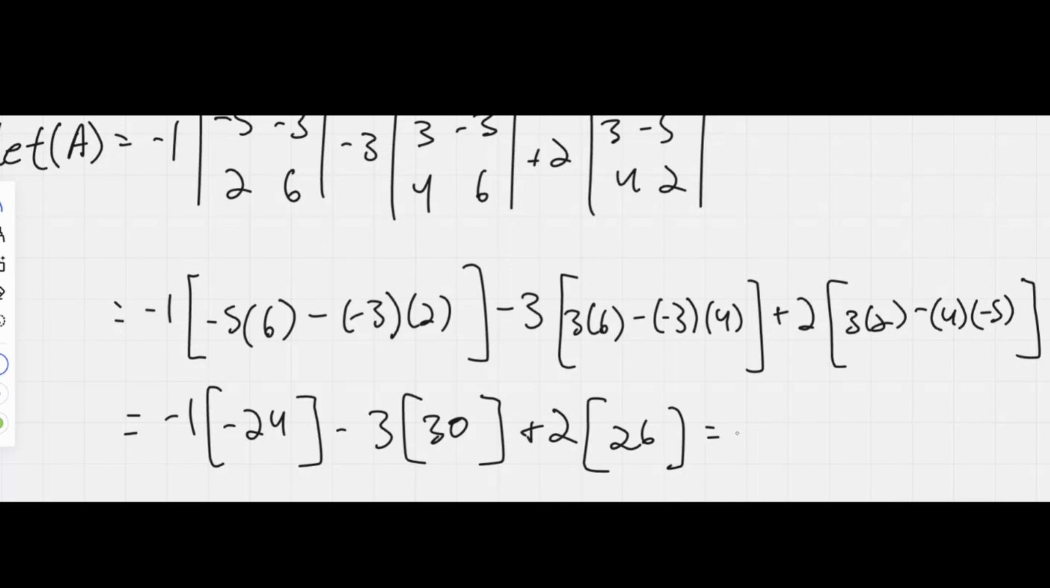All right, so we have 24 minus 90 plus 52. So 24, and then all of that is subtracted from 90. 52 plus 24, last time I checked, that's going to look something like 76. 76 minus 90 is going to be -14. And so thus, that is the determinant of our matrix.